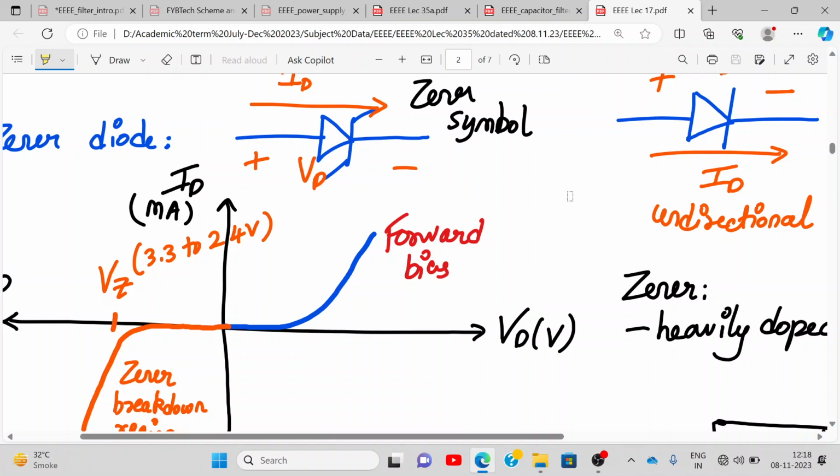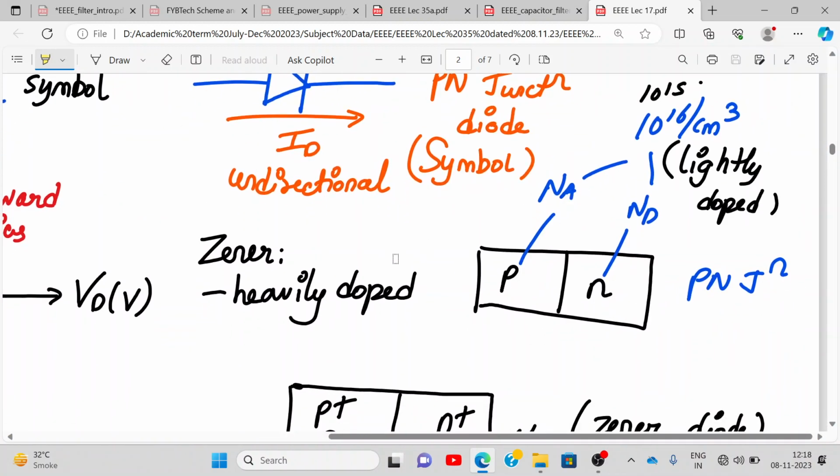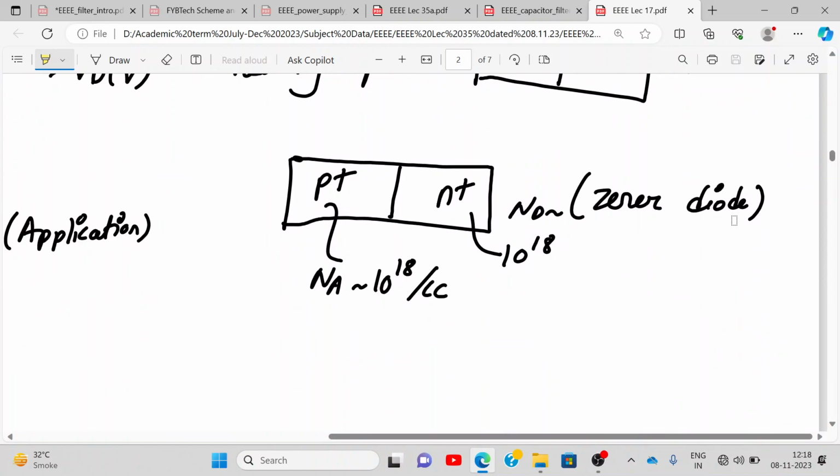Maybe when it starts conducting, the barrier V_BI, which is created due to the balancing of drift and diffusion phenomena, will be lesser. Why? Because there are more carriers available now at the P and N side. So the depletion region width will be comparatively smaller. So Zener diode is very heavily doped, whereas PN junction is slightly doped. The Zener diode structure is written like this: you don't write PN, you write P plus and N plus. Plus indicates a higher concentration of carriers.